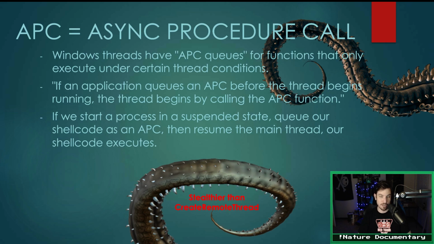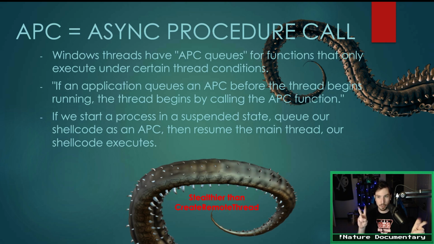This is somewhat similar to another technique you may have heard of called process hollowing, where instead of going through the process of creating an asynchronous procedure call, we just suspend the process, we replace all of the process's code with our own malicious code, and then we just resume the thread again. And then our code effectively has supplanted the legitimate process.